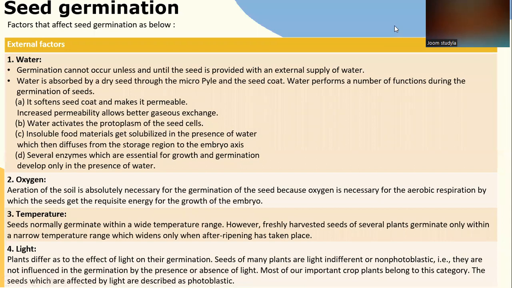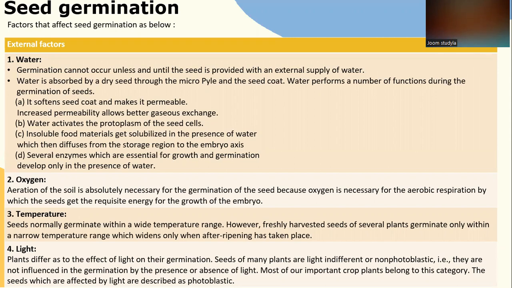Seed germination. The factors that affect seed germination are as below. Among the external factors, one is water. Germination cannot occur unless the seed is provided with an external supply of water. Water is absorbed by a dry seed through the micropyle and the seed coat. Water performs a number of functions during germination. One is to soften the seed coat and make it permeable. Increased permeability allows better gaseous exchange. Water activates the protoplasm of the seed cells.